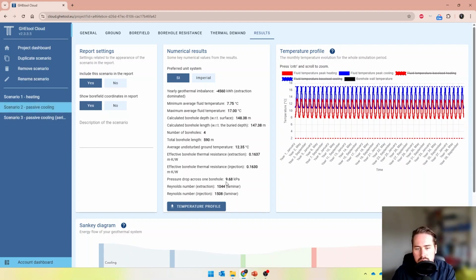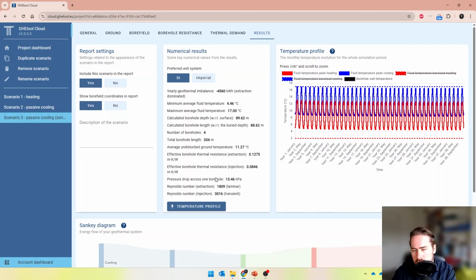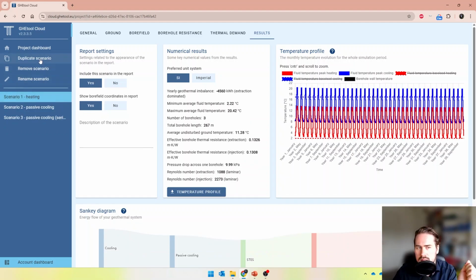We also have, of course, a slightly higher pressure drop, but that's not that significant since we're working with a double U-tube, which is always a little bit lower in pressure drop. Now this was for the passive cooling case. Let's go ahead and do the same with active cooling.